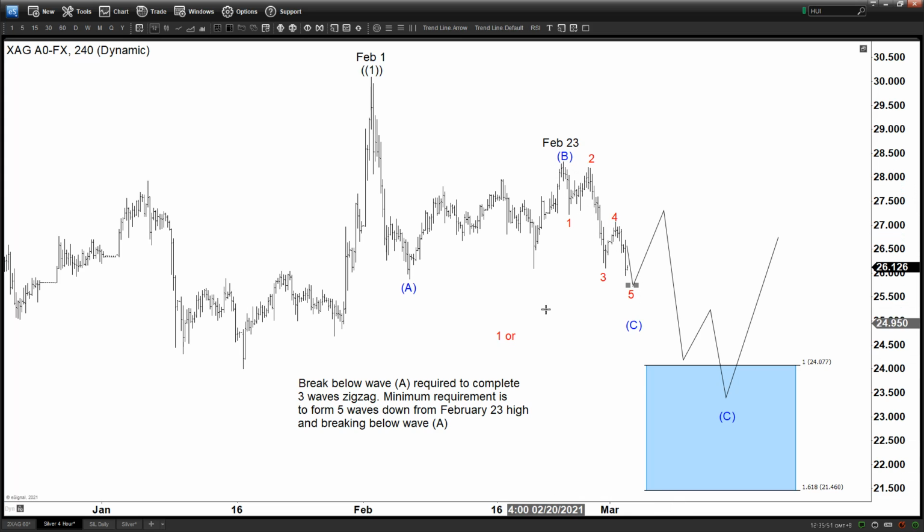A 5 waves down here, and also a break below that previous low here. If we can just break below this previous low, we can see a clear 5 waves down. Technically, you already got the minimum requirement to finish this C. But if you want the ideal extension, then yes, we can continue to extend lower until the C in blue equals the A in blue, and that can give us around 24 and 21.4. This is where strong support should be seen if we ever go here. Otherwise, the alternative is we end a 5 waves down, we break marginally below A, and that completes the structure, truncates here, and then we start rally again.